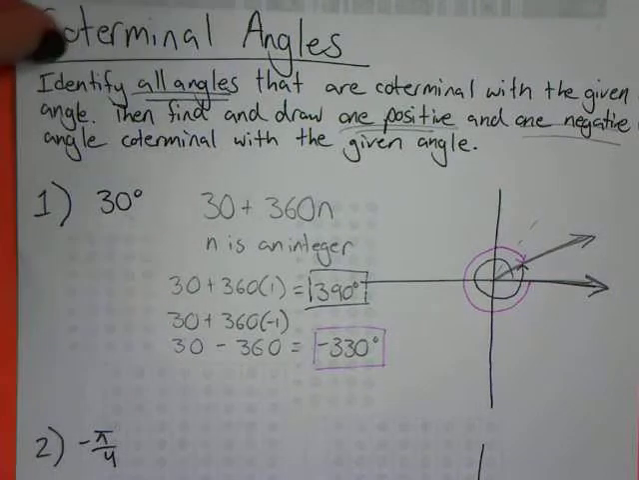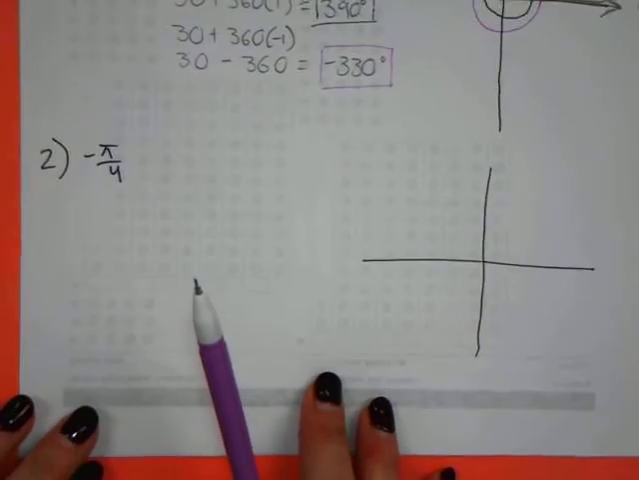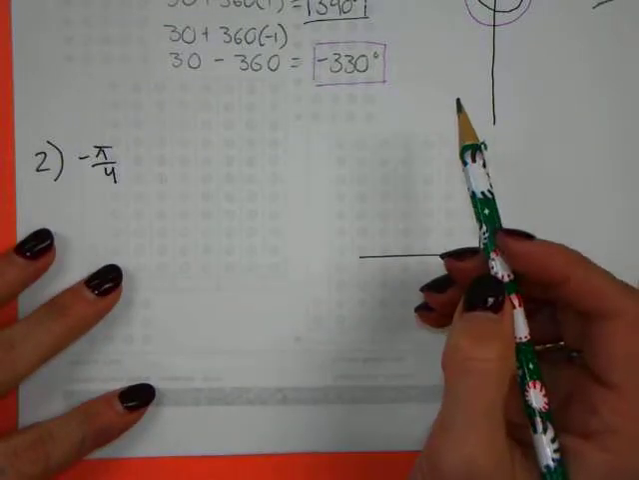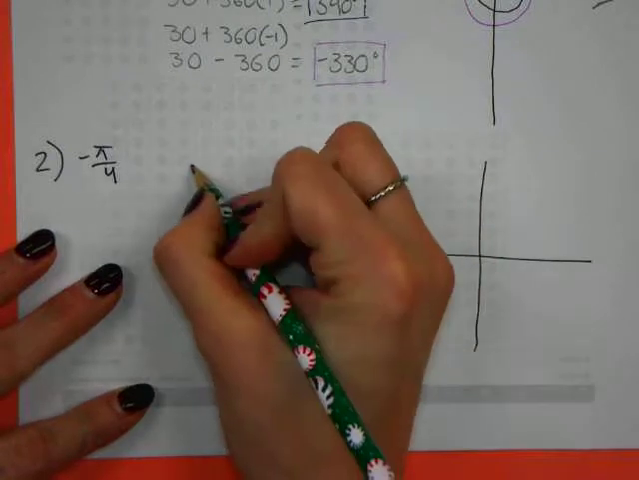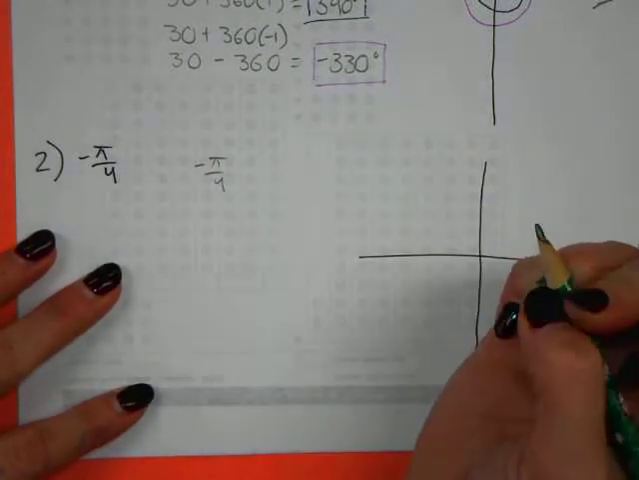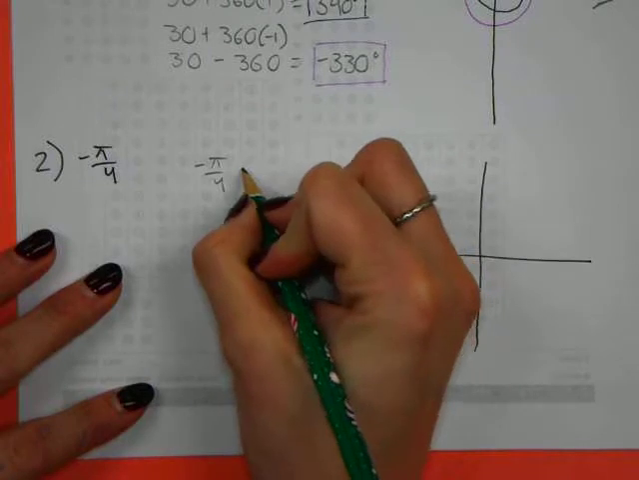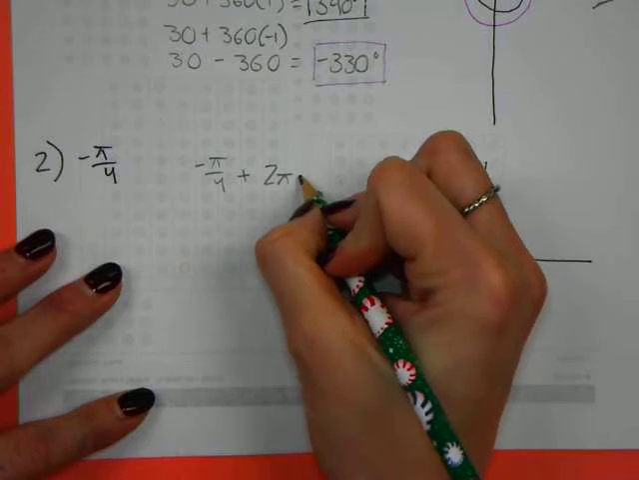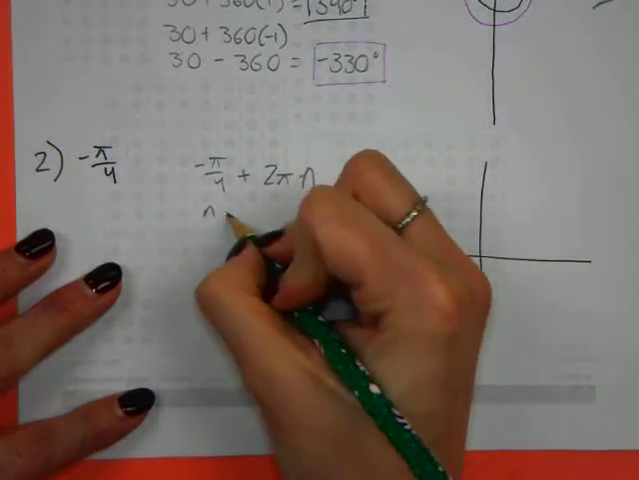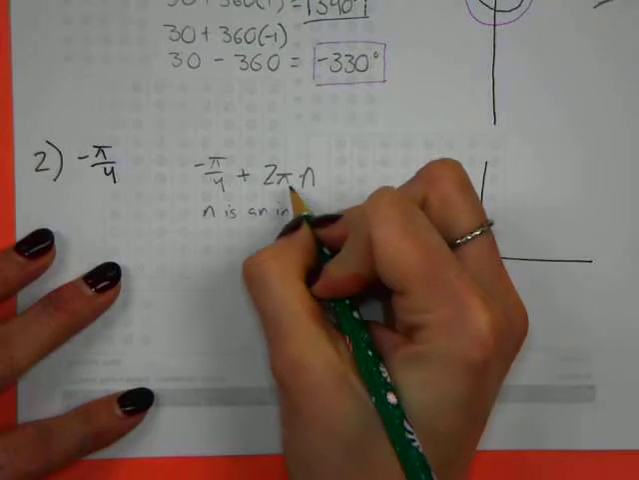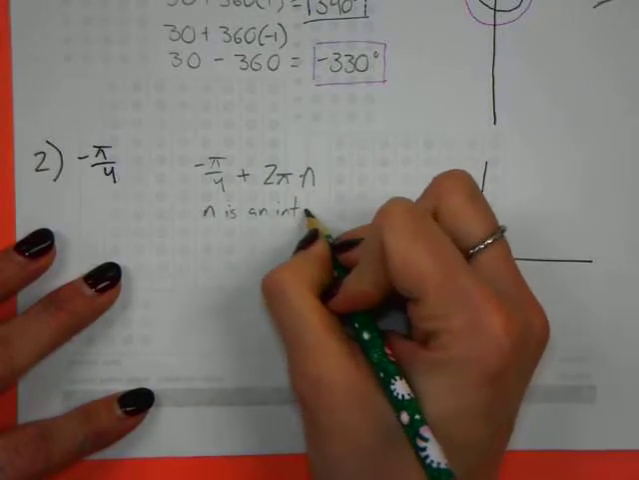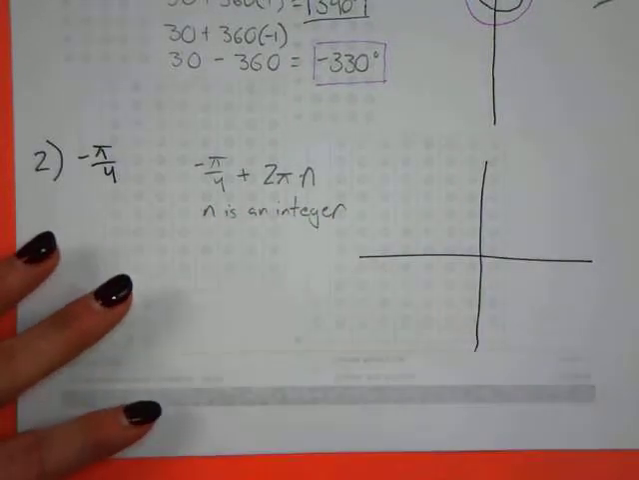Okay, let's talk about radians and let's talk about negative angles. So let's say I have negative pi/4. We're going to do the same thing. So to find all my angles, let's write it as an expression. We would take negative pi/4 and we would add a full circle to that, which in radians is 2 pi times n, where n is an integer, because again, I could go not just one full circle, but 2 or 3 or 4, or backwards 1, 2, 3, 4, and so on and so on. So this is an expression that would give us all of those angles.